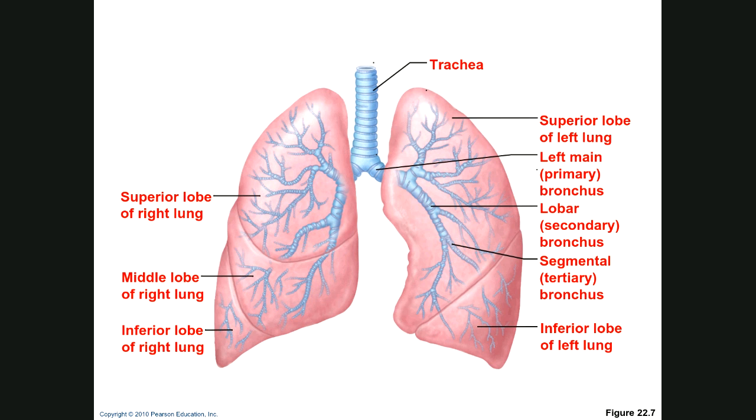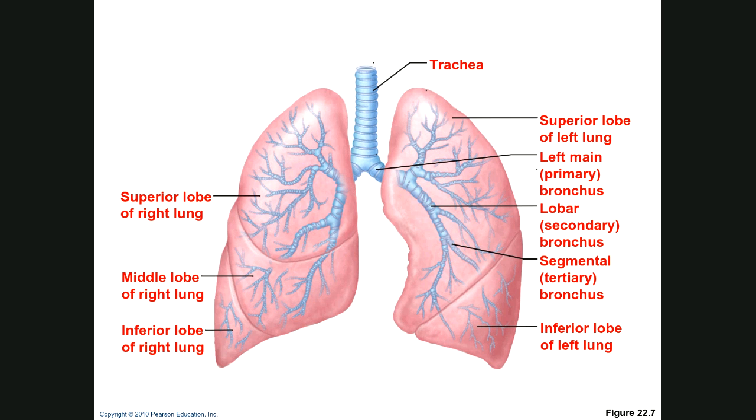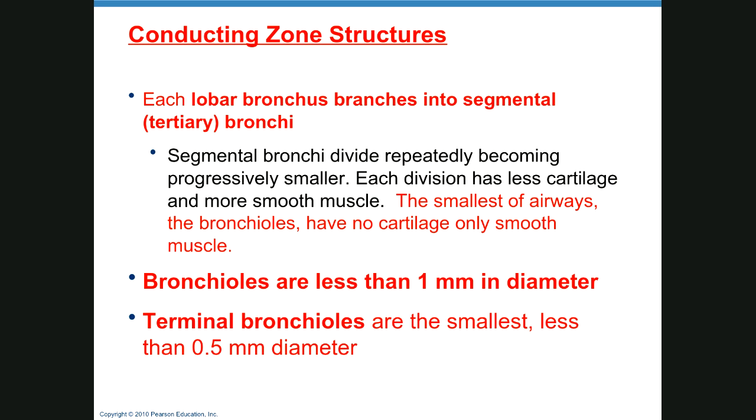So we're going to go from large tubes that are going to have lots of cartilage, less muscle, and the muscle is a smooth muscle. Small tubes are going to have less cartilage, more muscle, until we get to the bronchioles. And the bronchioles are only smooth muscle. So no cartilage, only smooth muscle for the bronchioles. So at that point, we're talking about muscular little bitty tubes.